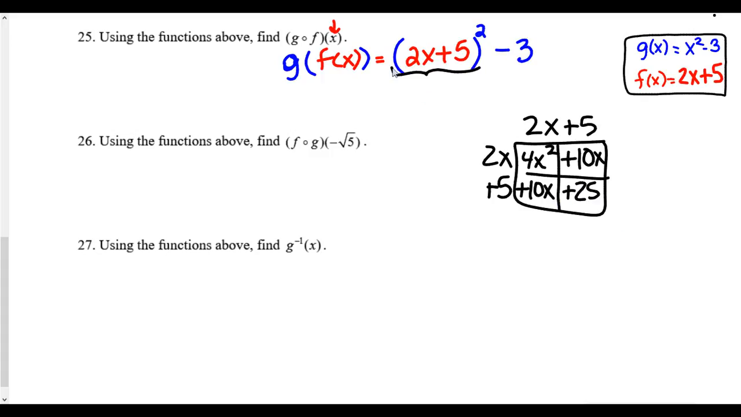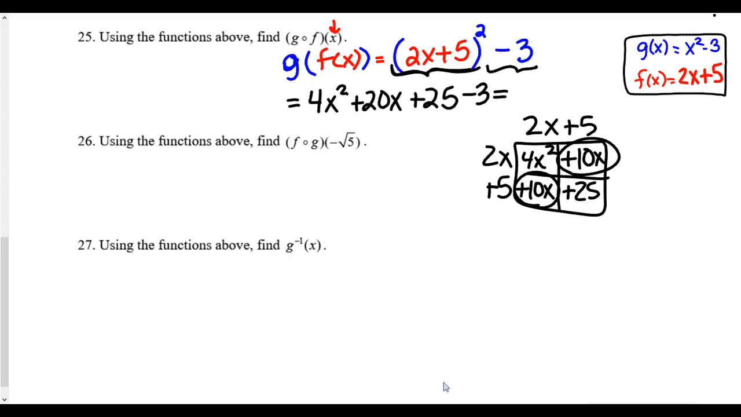So when I take this binomial here and square it, that gives me 4x squared. In the middle, I have 10x and 10x, so that's plus 20x. And then I had plus 25. Now don't forget, I also had this minus 3 on the end there. So my last step is just going to be to put that all together, which will give me 4x squared plus 20x plus 22. And that's my final answer. I can't combine anything else because I don't have like terms.